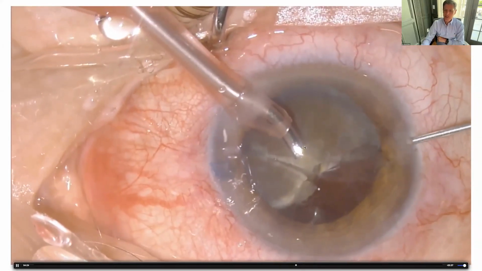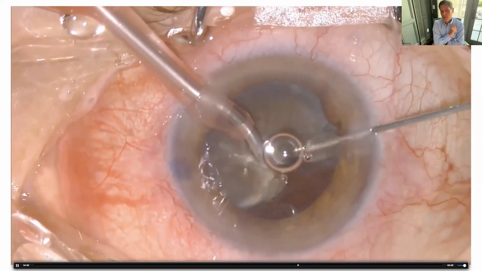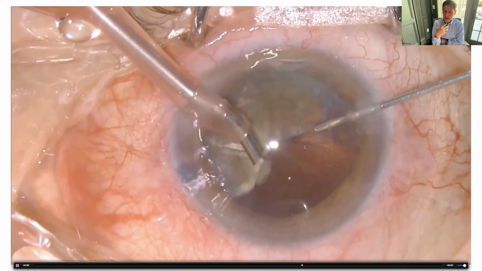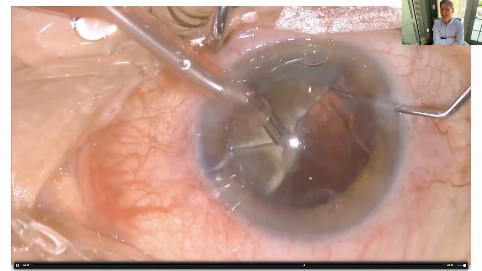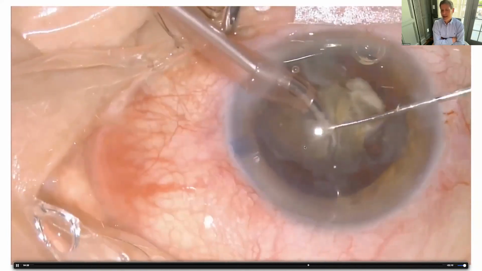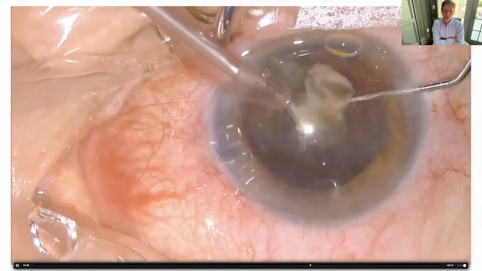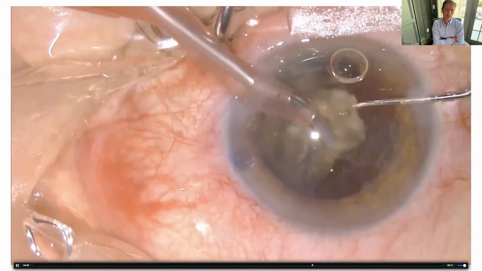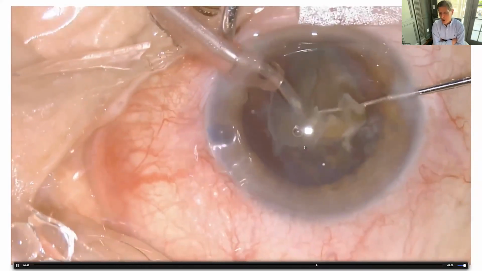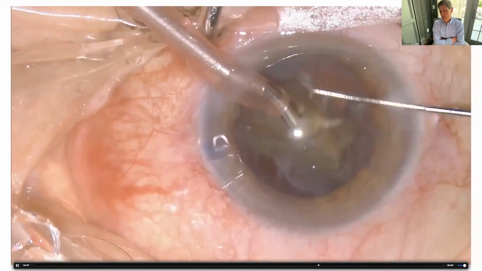At this stage, as you can see, we stop without removing the phaco tip, and then we inject dispersive viscoelastic again, and that helps protect the endothelium. How often should I insert dispersive viscoelastic? As often as you want and as often as you feel comfortable.